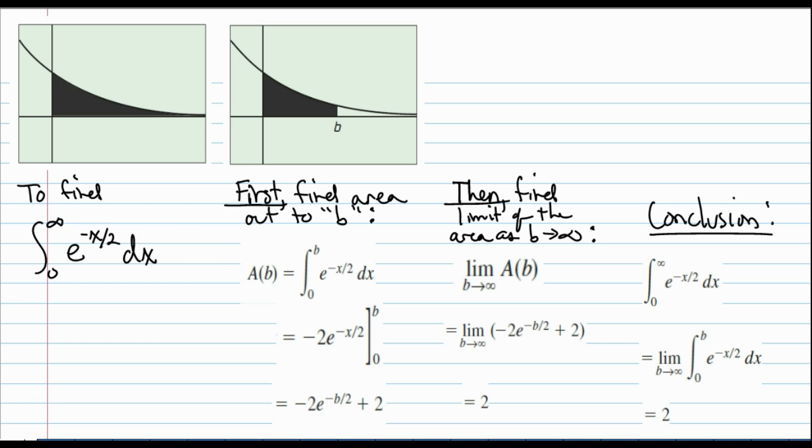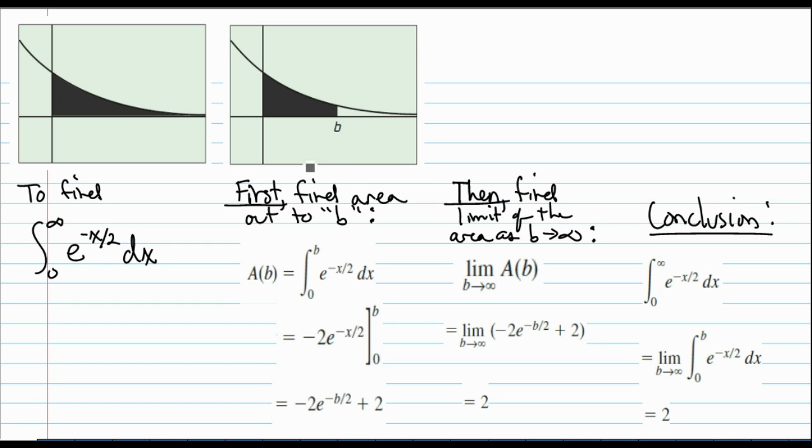To better outline that process, let's say we're trying to find the antiderivative or the area under the curve between 0 and infinity of e to the negative x over 2 dx. So here's that graph, and we're trying to find this infinitely long area that technically is getting narrower and narrower as we approach infinity, but is still getting larger and larger a teeny bit.